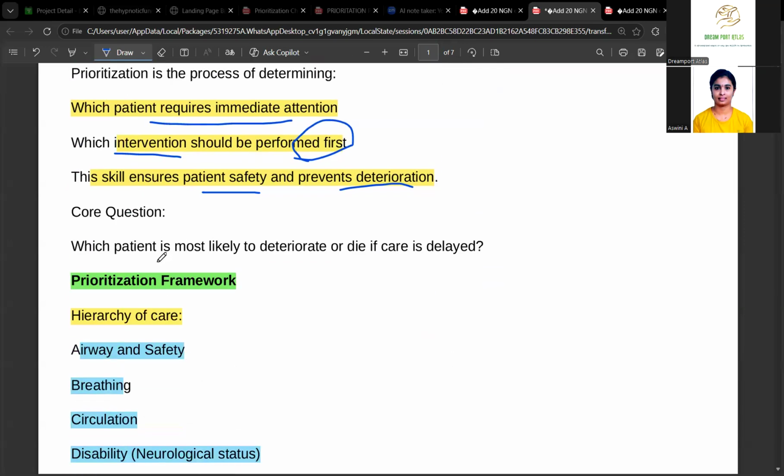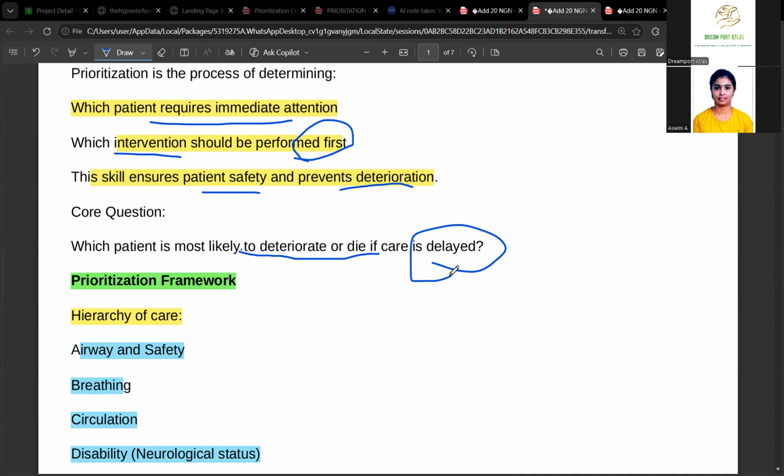So we can look for this. In a question, by using skimming and scanning, we will get an idea or clarity of the patient's symptoms and condition. Mostly, our focus is to prevent the deterioration or to prevent death. That means if we delay the care, what will happen? That will invite complication or affect the safety of the patient.